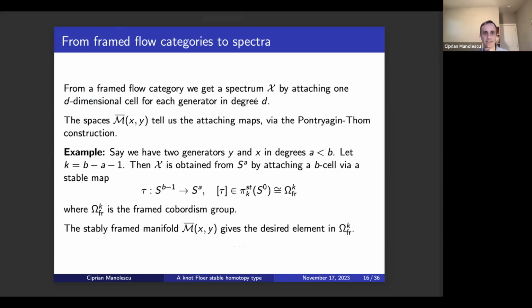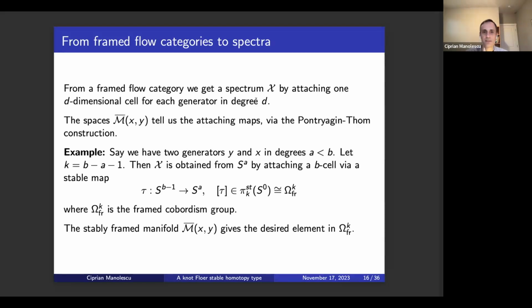Okay, great. Cohen, Jones, and Segal explained how if you have a framed flow category, you automatically get a spectrum from it. The idea is that you have this category, the objects are in various degrees, and you attach one d-dimensional cell for each generator in degree d. You make a CW complex in the sense of stable homotopy theory, so they can be in negative degrees. And the thing you use the spaces M(X,Y) for are the attaching maps between the cells. This is done via the Pontryagin-Thom construction.